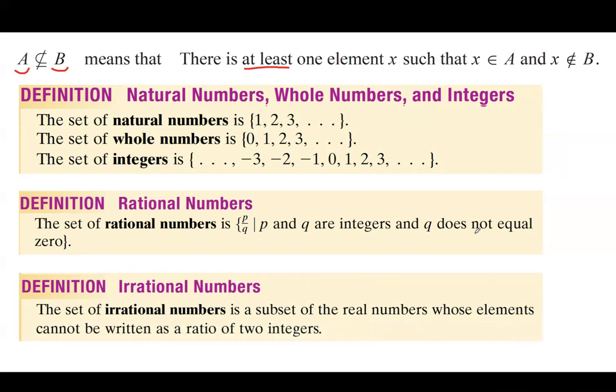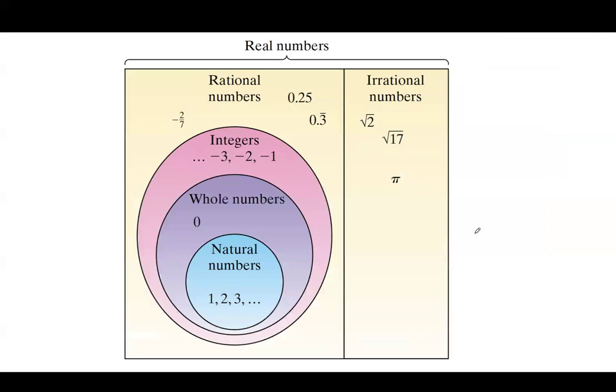We can visualize basically the relationship for these sets using this diagram here. Natural numbers is a subset of whole numbers, is a subset of integers, is a subset of rational numbers, and irrational numbers, including square root of 2, square root of 17, pi, Napier number, and so on, forms irrational numbers. The union between rational numbers and irrational numbers is called real numbers. We're going to talk about union and intersection later.